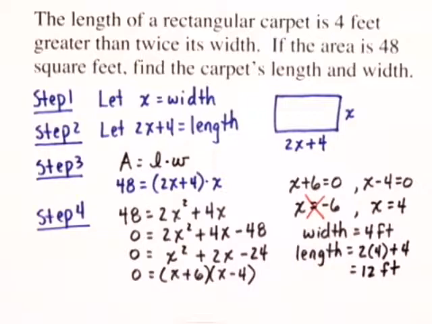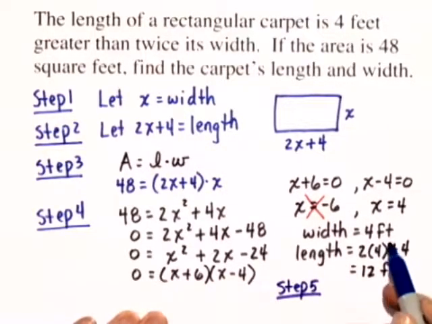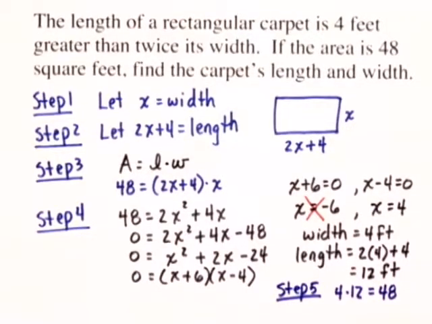Finally, it's a good idea in step 5 to check our solution. We can do a quick check by noting that the width is 4 feet times the length, which is 12 feet, and that does equal 48 square feet if we multiply that out.